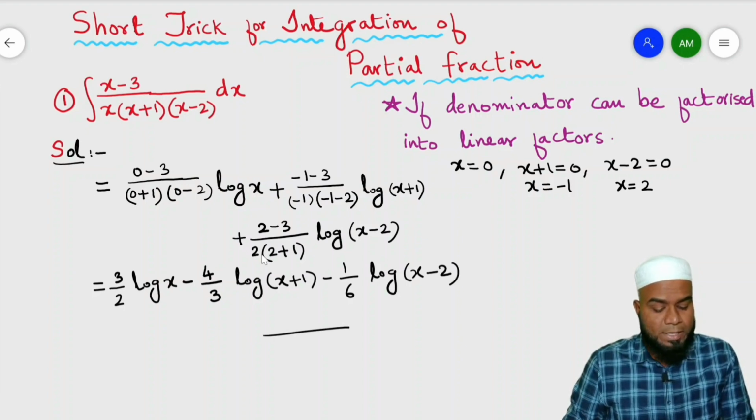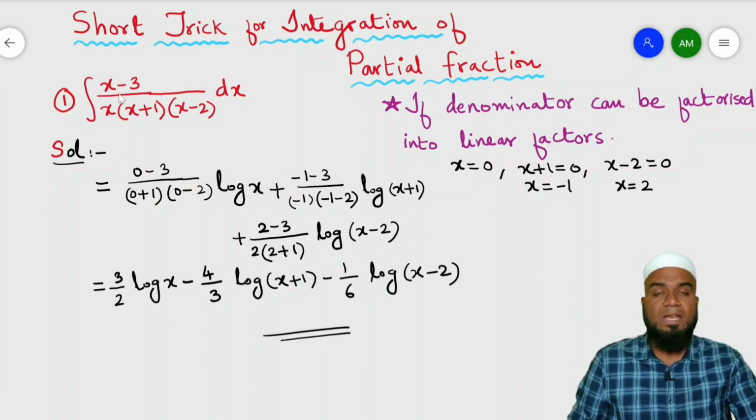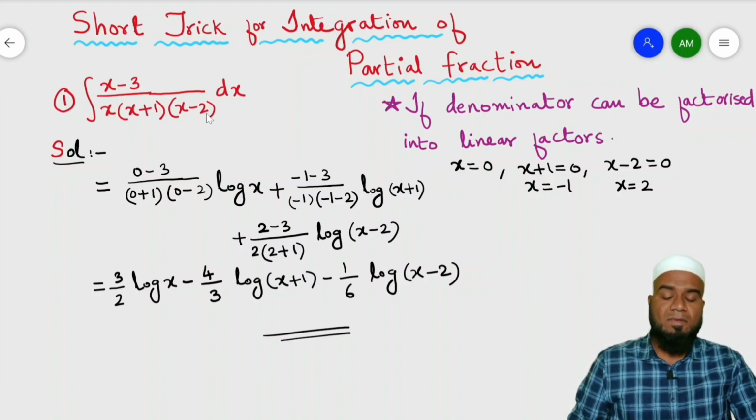So this is the required integration of the given integral, which is (x minus 3) by x into (x plus 1)(x minus 2). If you want to go by the conventional way, what we are supposed to do is write this as (x minus 3) by x(x plus 1)(x minus 2) equal to A by x plus B by (x plus 1) plus C by (x minus 2). Then find the values of A, B, C. Then substitute the values of A, B, C and apply the integral over the factors, right?